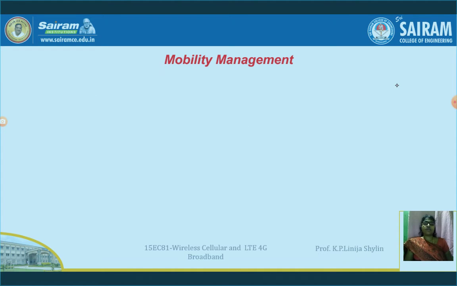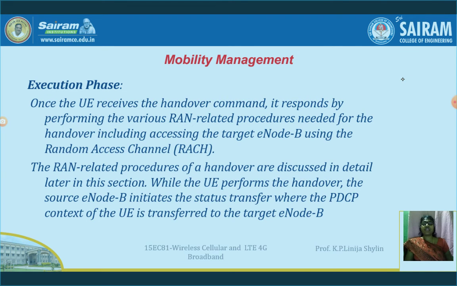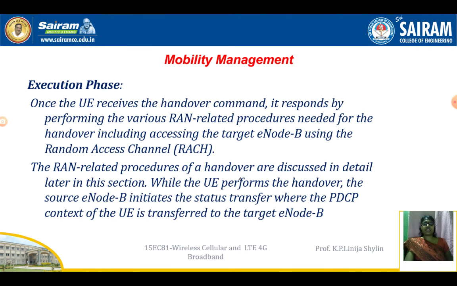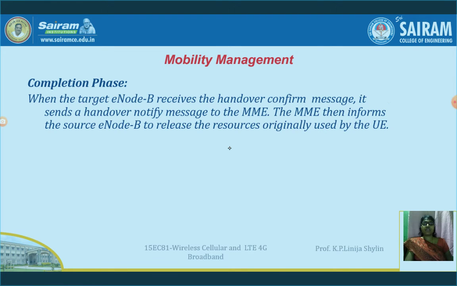Followed by this, these are all the execution phase, which happens in the random access channel, and that is the status transfer, where the PDCP context of the user equipment is transferred to the target eNodeB. Then we will see the completion phase. The resource has been released.